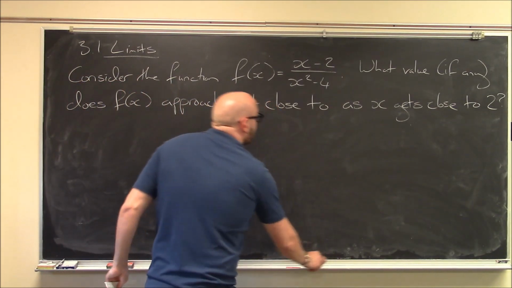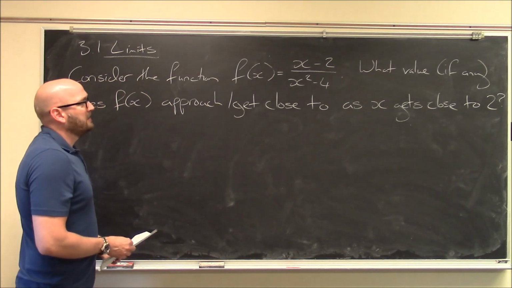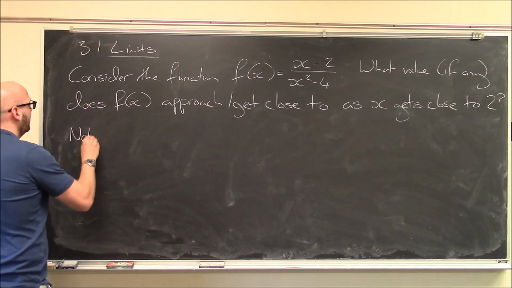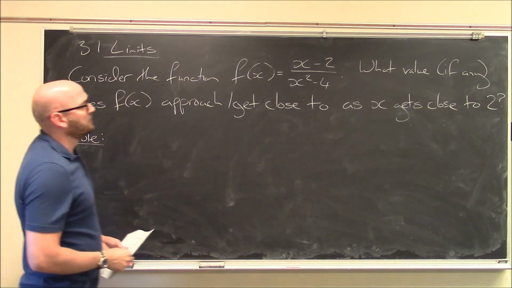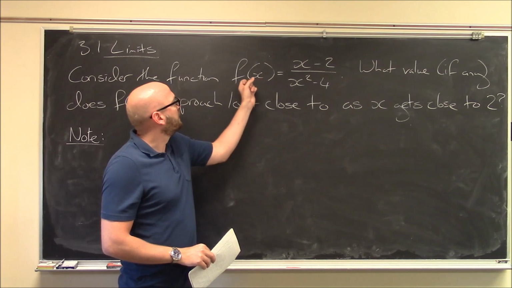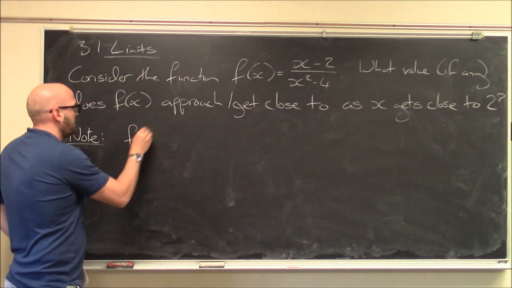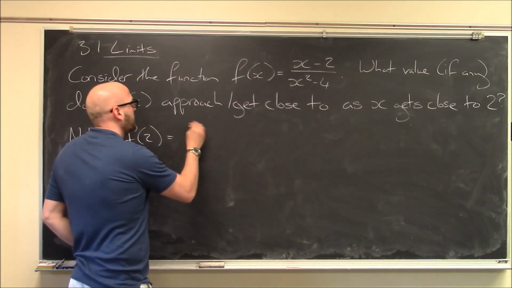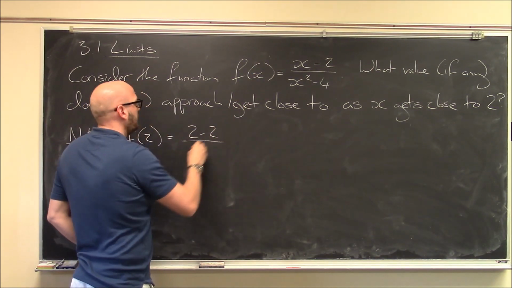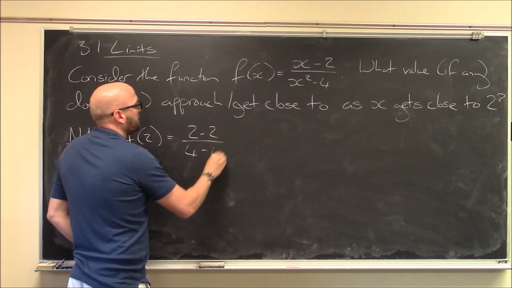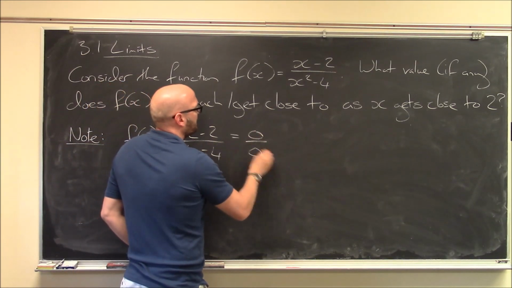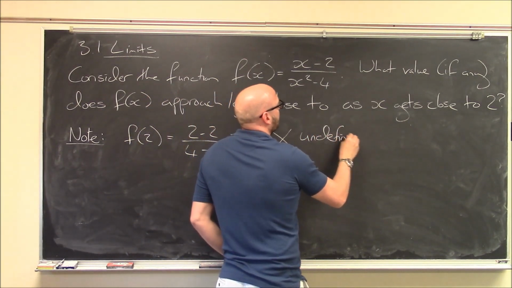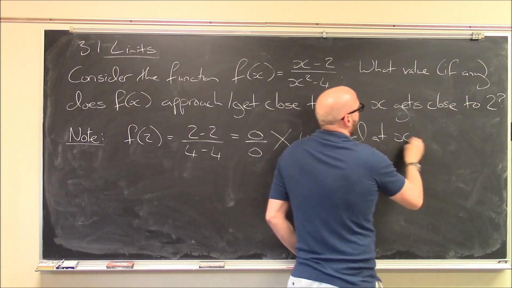And the first thing I'll note is your first instinct might be, well, if x is getting close to 2, why not just let x equal 2, right? So note, what happens if x equals 2? Well, then I'm evaluating f of 2. So you plug 2 into this, you get 2 up top, so 2 minus 2 over 2 squared is 4 minus 4. Well, that's 0 over 0, and that doesn't make any sense, right? So this function is undefined at x equals 2.